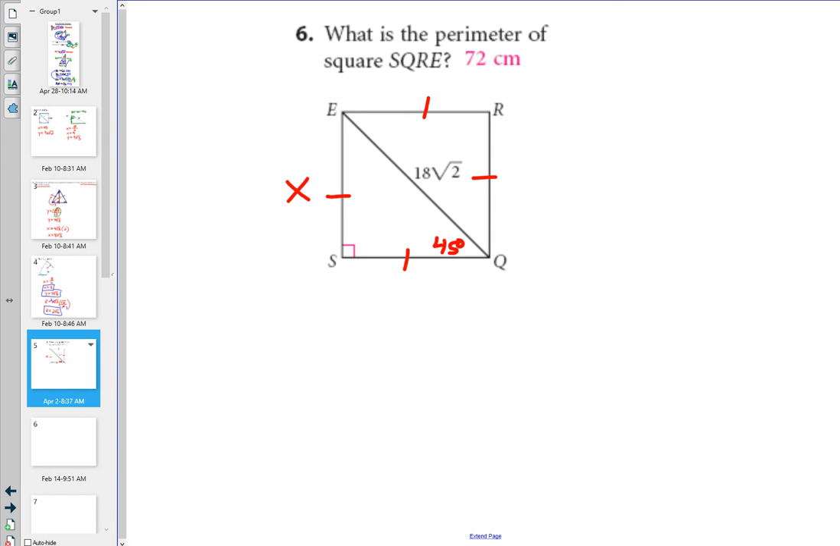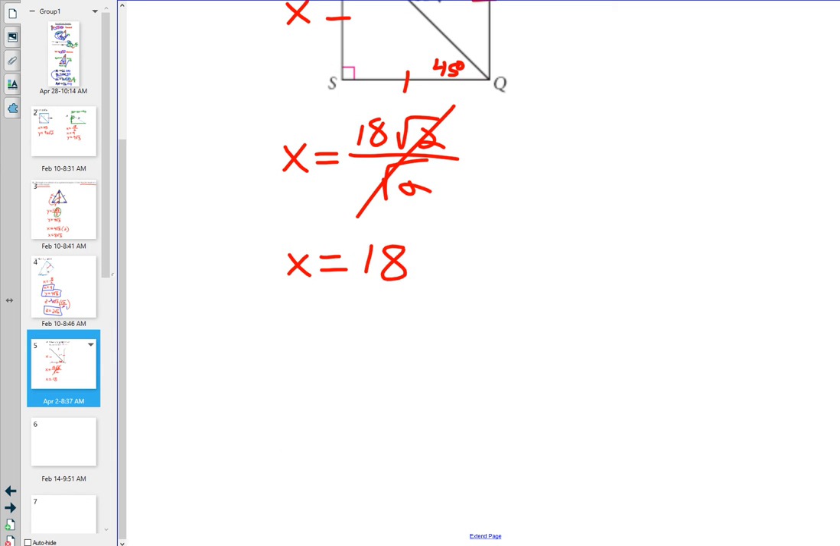Divide by square root of 2. You could also multiply times square root of 2 and then divide by 2. That's the same thing. But because I already have a square root of 2 there, it would be in my best interest to just divide by square root of 2, because then those would cancel out. Either one works, and you're going to get the same thing either way. But it just makes more sense to divide in this case. So now one side ends up being 18. So how do I then find the perimeter?